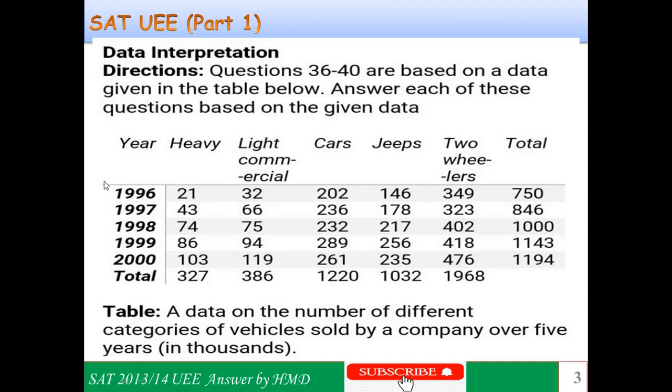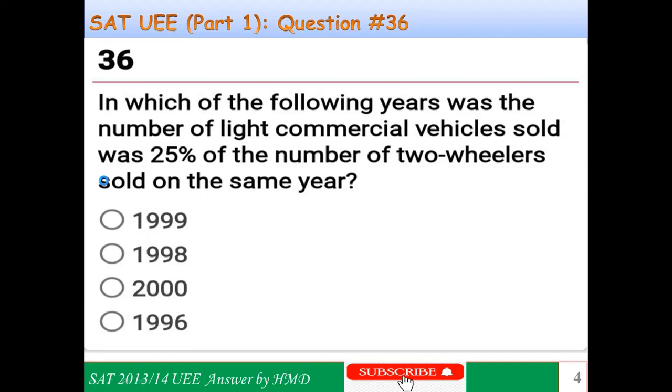So let's get started. Here is question number 36, the first question that we are going to answer. In which one of the following years was the number of light commercial vehicles sold 25% of the number of two-wheelers sold in the same year? A. 1999, B. 1998, C. 2000, D. 1996.